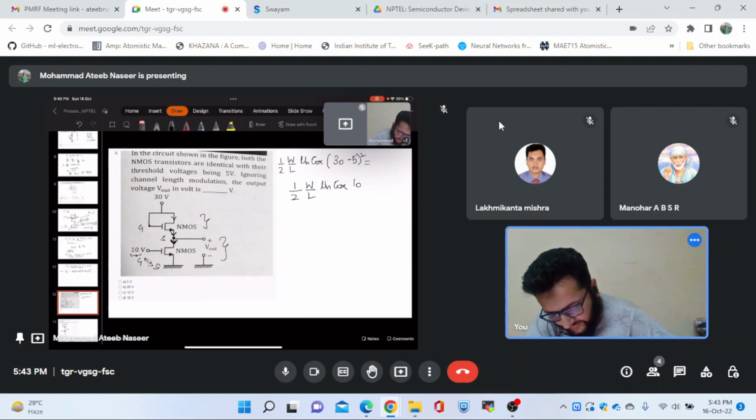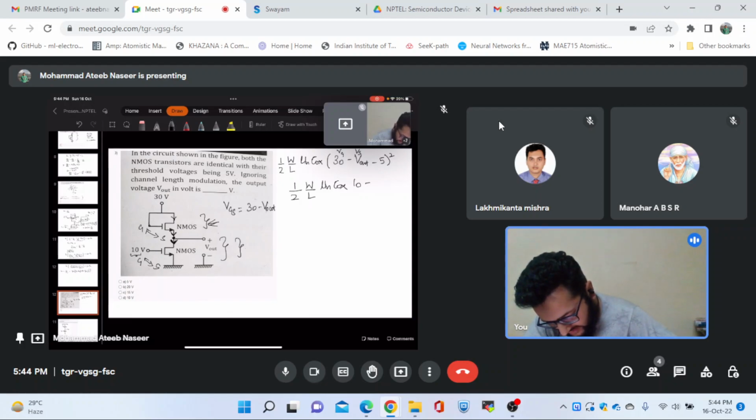Have we missed something? Yes, we have missed something. This is the VGS for this MOSFET, and for this other MOSFET, this is the VGS. So this VGS is equal to 30 minus V out. We have written simply 30 minus 5 here, which is a mistake and not the case. This is the gate voltage, this is the source voltage for this MOSFET. This means this is the VGS. We have to subtract VTH, and square it.